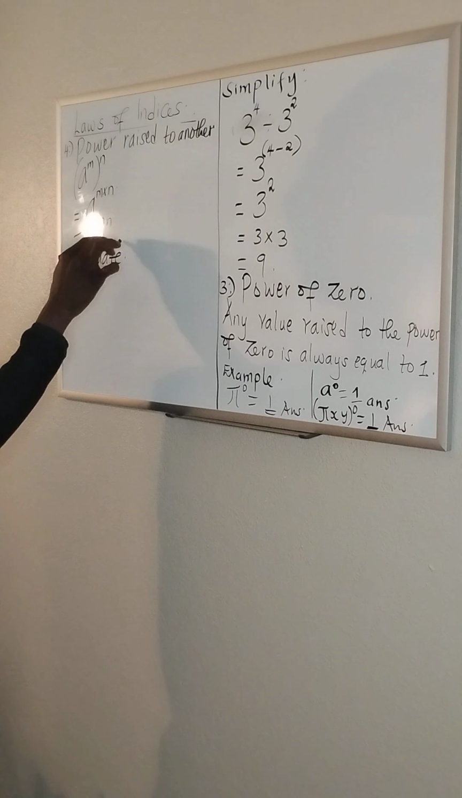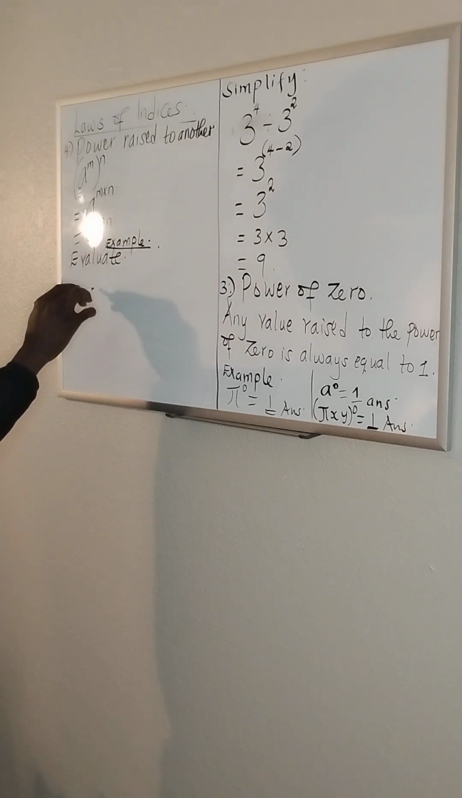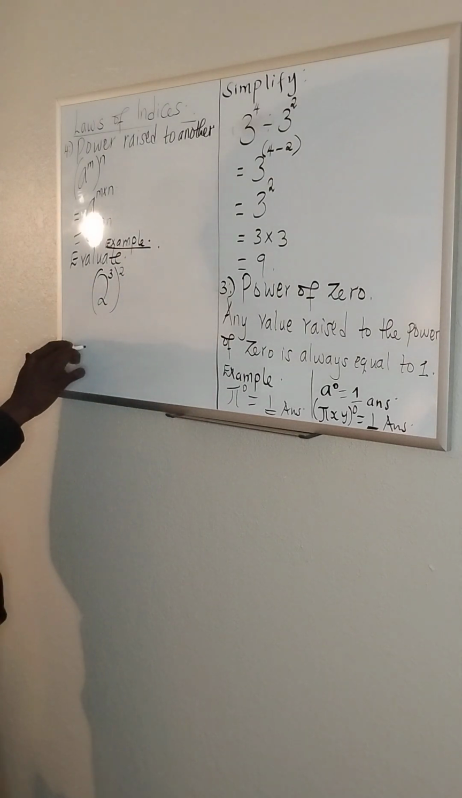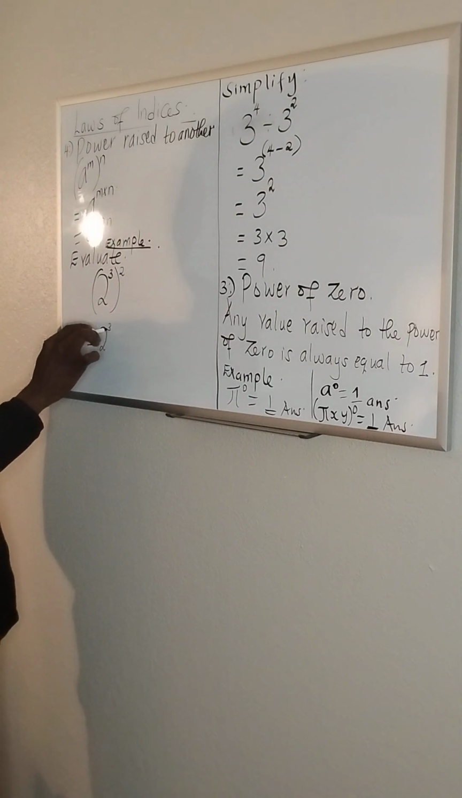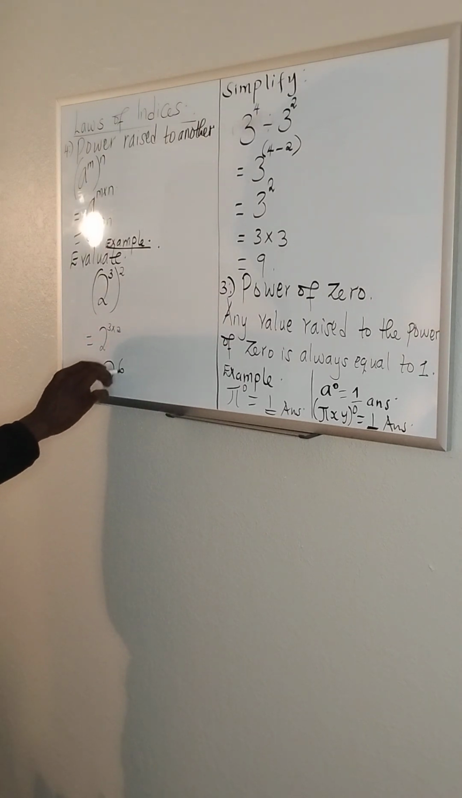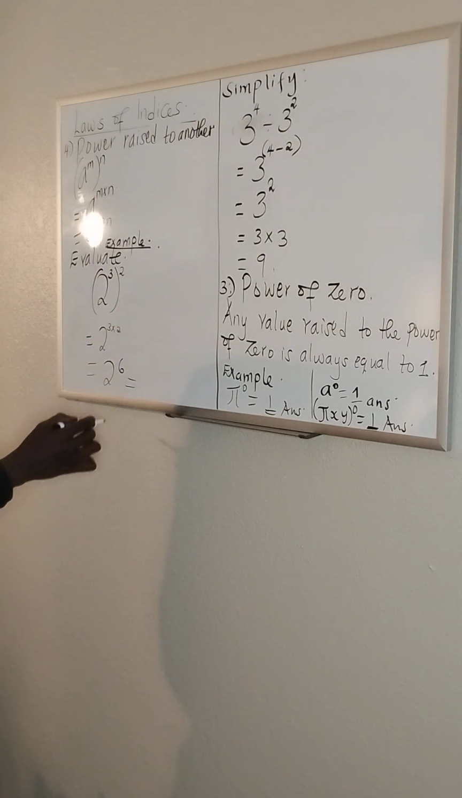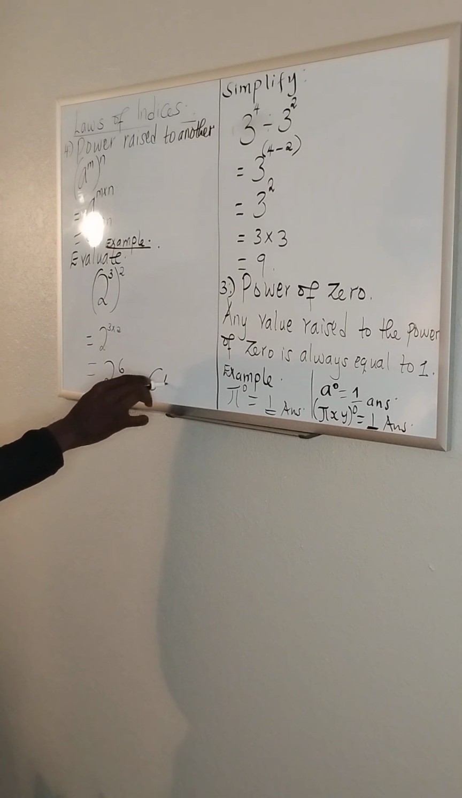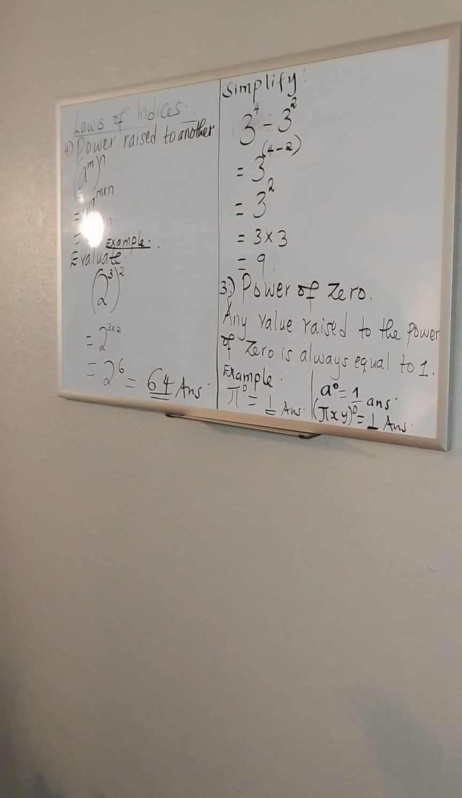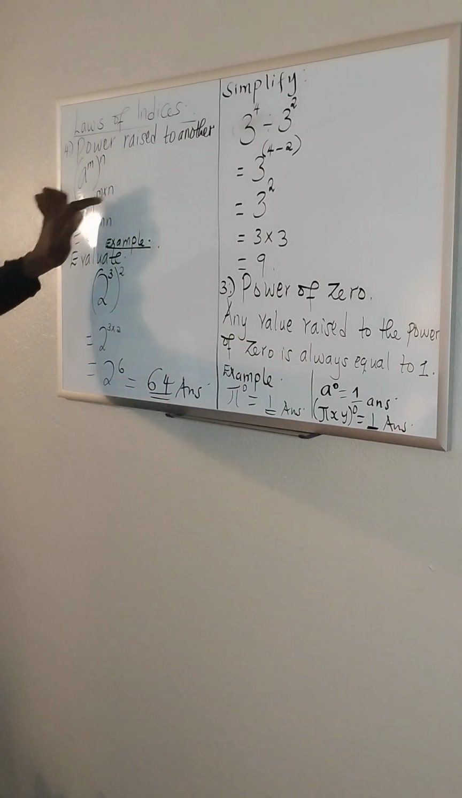Example, an example on that. Evaluate or simplify: 2 raised to the power of 3, into bracket 2, everything raised to the power of 2. So this one will be the same as 2 raised to the power of 3 times 2, which will be equivalent to 2 raised to the power of 6. We know very well that 2 raised to the power of 6 is the same as what? 64. So that is the solution. Power raised to another power: you simply remove the bracket and then multiply the 2.